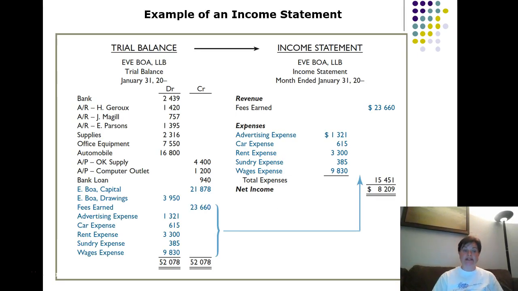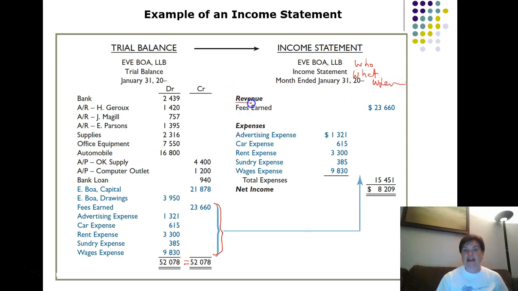So here's what an income statement looks like. So our trial balance over here that we just looked at, which lists all of our accounts and checks that debits do equal credits. Once that is complete, we can take all of these accounts, the revenues and the expenses, and we can create an income statement. So here is the who, the what, and the when.